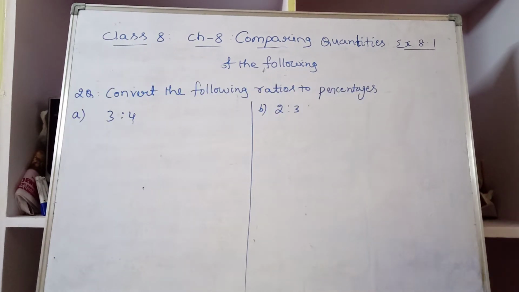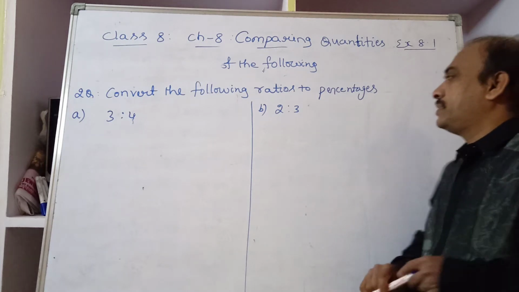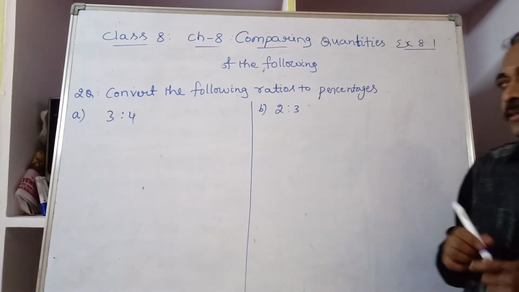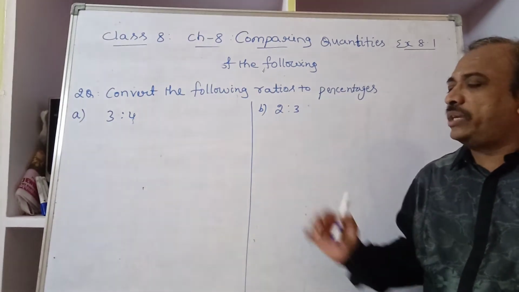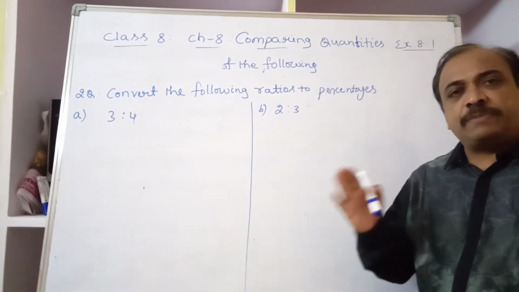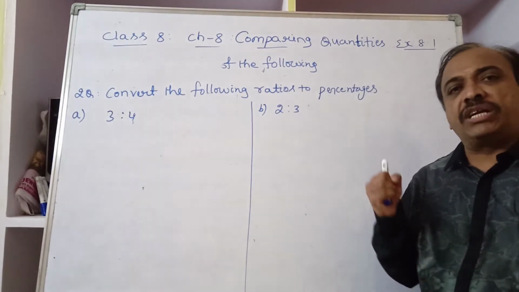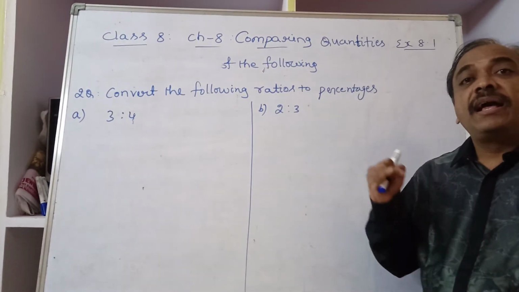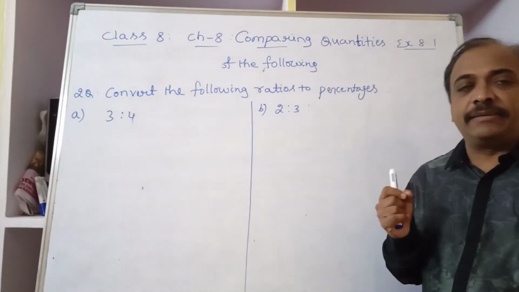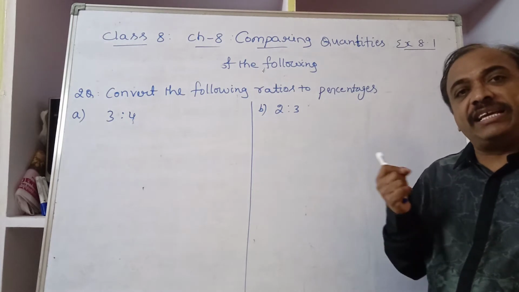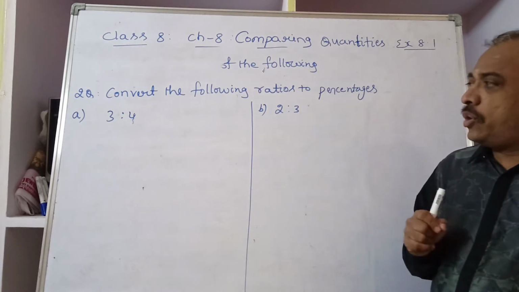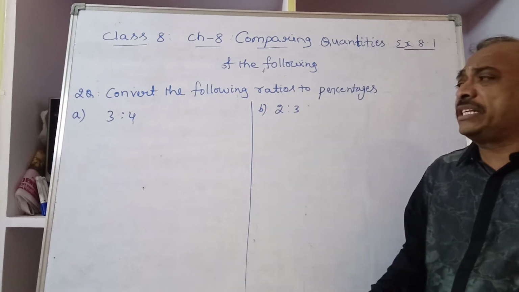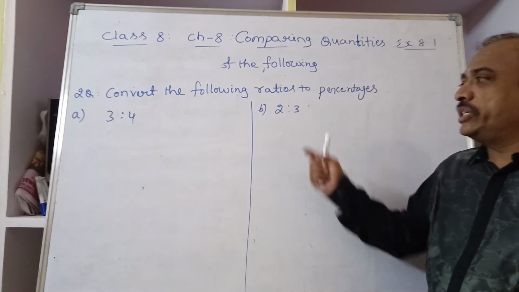Now question number 2. Convert the following ratios to percentages. So now the ratios are given. We need to convert the ratio into percentage. When I explained, we already discussed what percent is: per 100, the denominator 100, 2 by 100, 3 by 100, percent symbol, per 100. So now 3 is to 4, what is the percentage, and 2 is to 3.